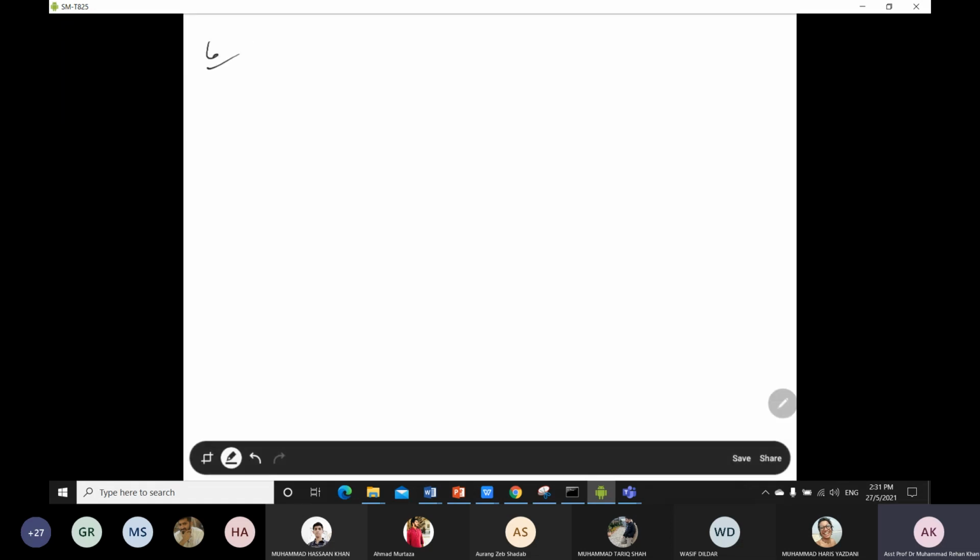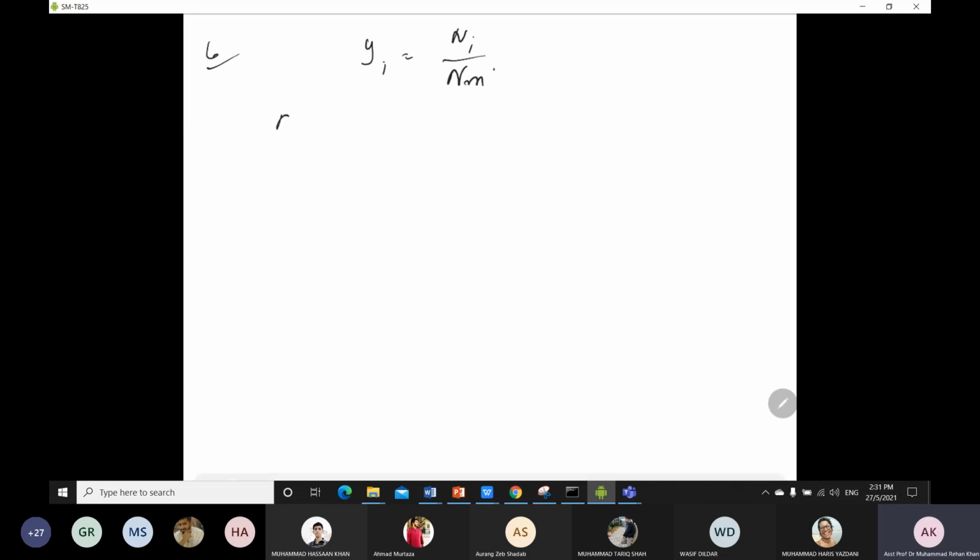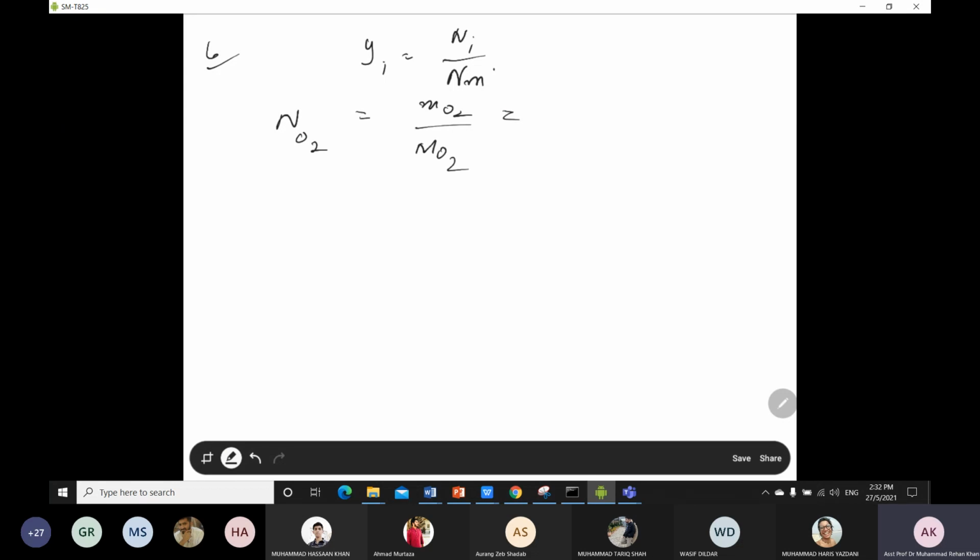Okay, so in the part number B, we are interested to find the mole fraction. Okay, so mole fraction of individual component is equal to number of mole of individual component over number of mole of mixture. Okay, so first we have to find the number of mole of individual component. Okay, so number of mole of individual component, for example, number of mole of O2 is equal to mass of O2 over molar mass of O2. Okay, so molar mass of O2, you can easily go to thermodynamic table A1 if you do not remember it.